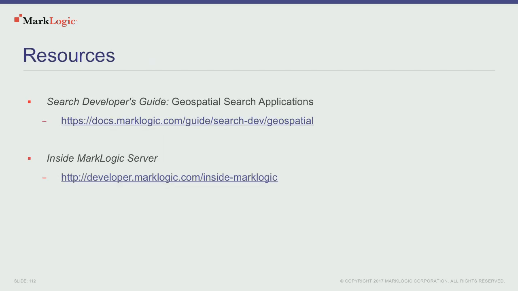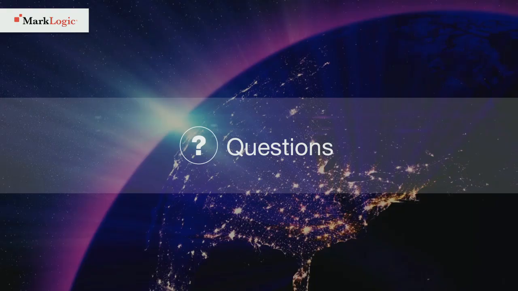So if you want to dig into some more reading, in the documentation there's a great guide for geospatial search that covers both point and region indexes. And the white paper inside MarkLogic server has a great section on the point indexes. The region index is a little too new to be covered in that, but hopefully it will be in the future.